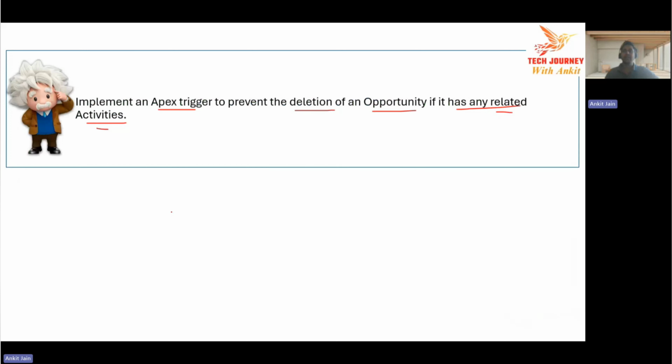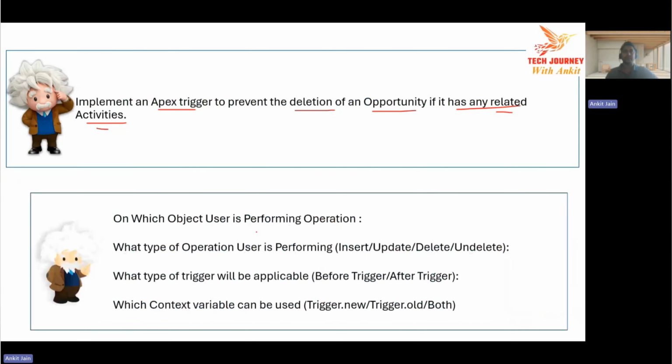So like we always do, we have to ask the four questions here. Which four questions? On which object is the user performing an operation? In this scenario, is the user performing the operation on the opportunity or on the related activity? Again, the answer here is that the user is performing the operation on the opportunity object. What type of operation is the user performing: insert, update, delete or undelete? As the problem says, the user is trying to perform the deletion. That means the user is performing the delete operation here, right?